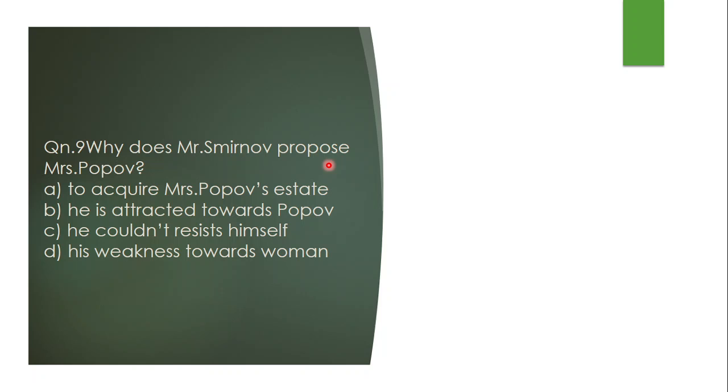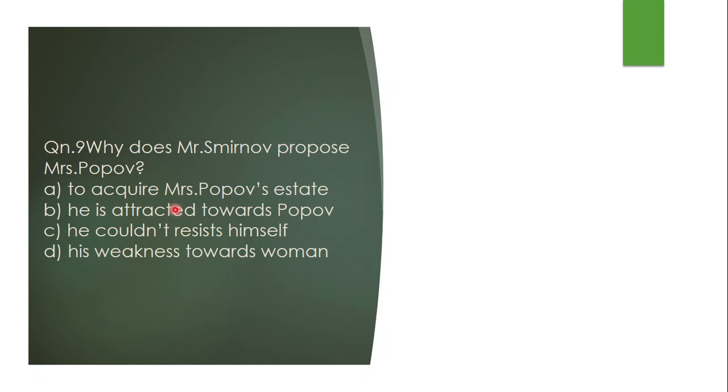Yes. Ninth question. Why does Mr. Smirnov propose to Mrs. Popov? What is the reason he came to this estate? Because he wanted to get his money back, 1200 rubles. But ultimately what did he do? He proposed to her. What is the reason? Look at the options here.